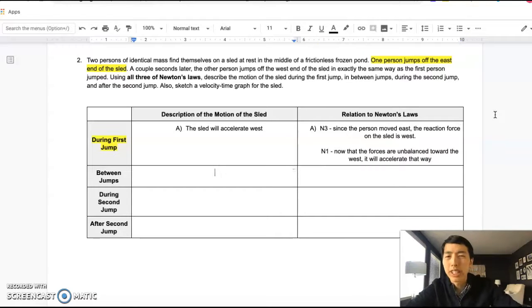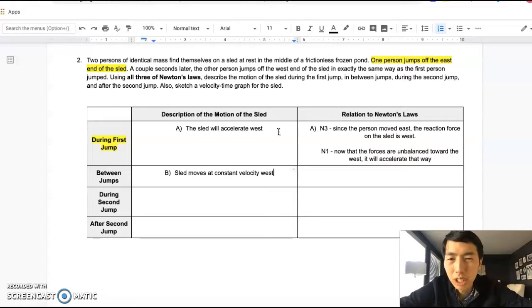Now what about between jumps? Remember, this is a frictionless surface. So after the first person has jumped, the force is gone, okay? There's no longer that reaction force. And in fact, the net force goes back to zero. There's gravity down, there's normal up. They're going to cancel each other out. The net force is zero now, and when the net force is zero, there's no acceleration. That means it'll go at constant velocity, and it'll be in whatever direction it left off going, which was west.